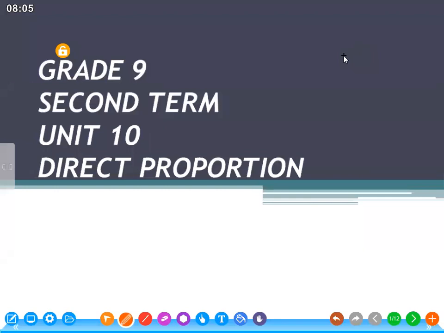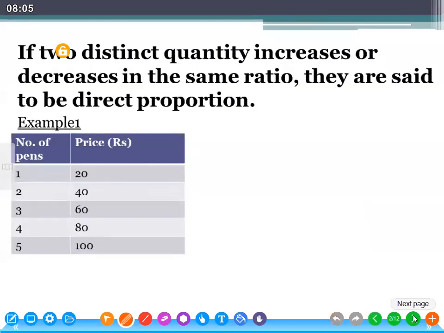So first we are going to see what is direct proportion. When two distinct quantities increase or decrease in the same ratio, they are said to be in direct proportion. Here, there are two distinct quantities. The quantities will decrease or increase. If one quantity increases, the other quantity also increases. If it decreases, the other quantity also decreases. The ratio should be the same. If the ratio is the same, we say that it is a direct proportion.